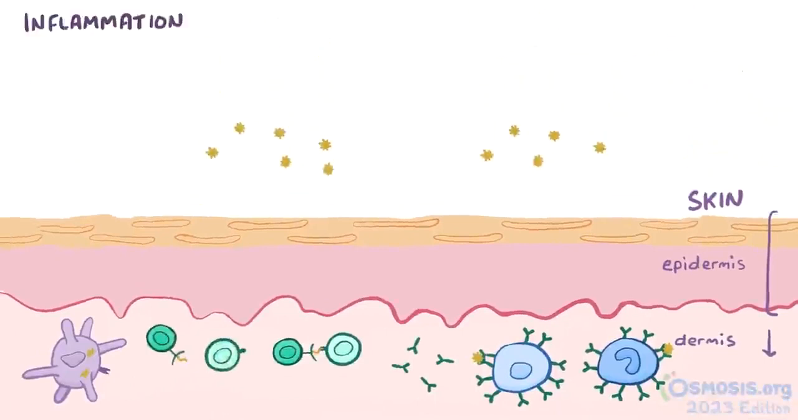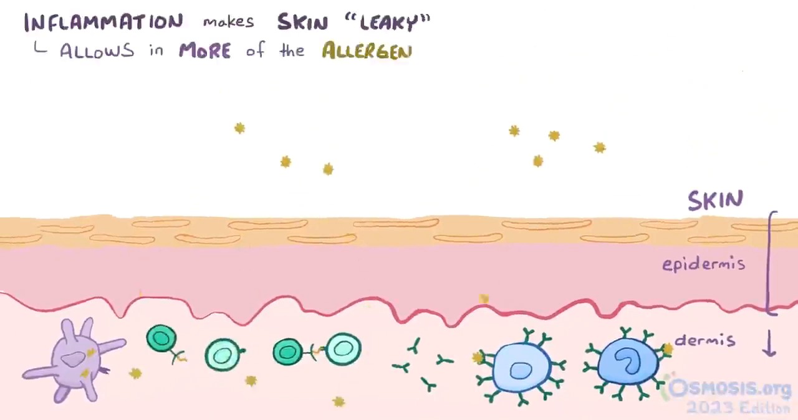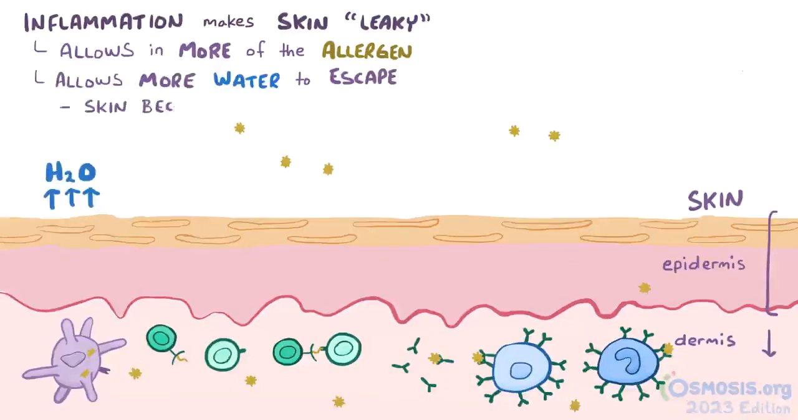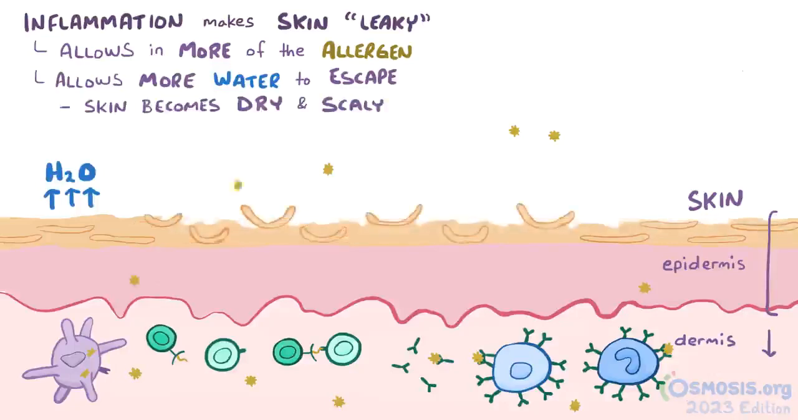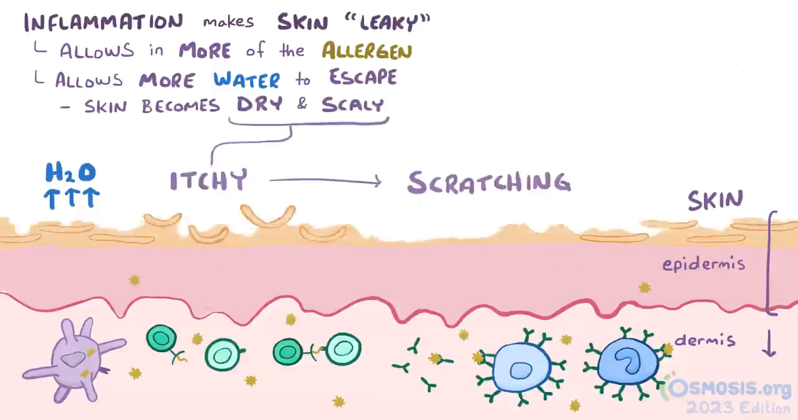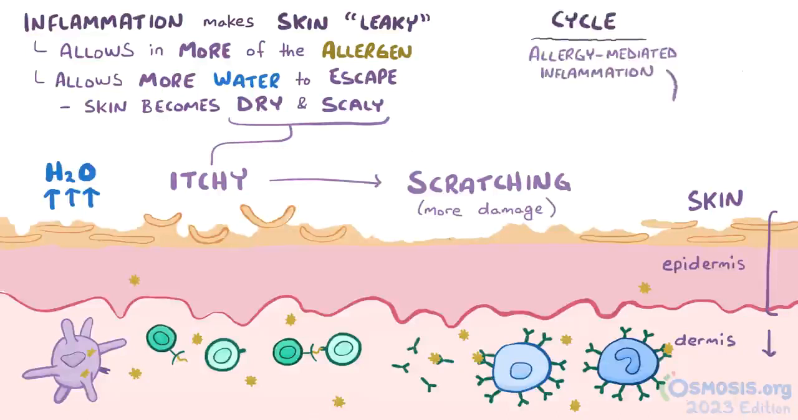Ultimately, this inflammation makes the skin barrier more leaky, potentially allowing in more of the allergen, while at the same time allowing water to escape, leaving the skin dry and scaly. Dry skin's very itchy, and scratching further damages the skin barrier, worsening the process and setting up a vicious cycle of allergy-mediated inflammation, dry skin, and itching, which characterizes atopic dermatitis. Occasionally, bacteria can invade the damaged skin, causing even more inflammation.